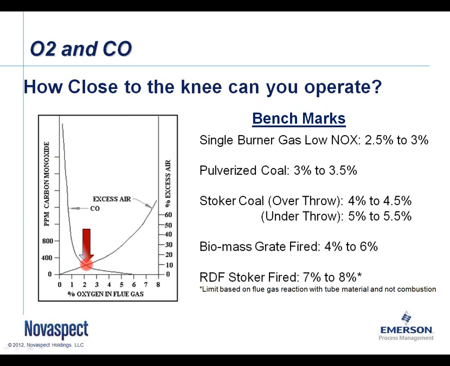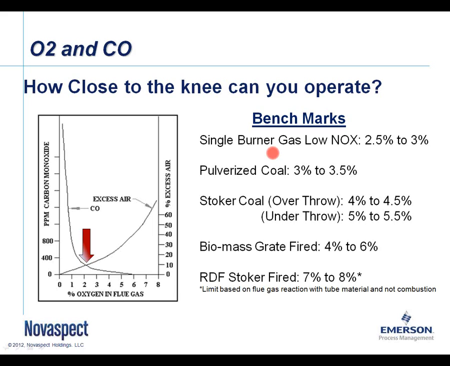So the idea is to set up your control strategies so that you can run right at this most optimal point. Some typical numbers we see for a single burner would be somewhere in that 2.5 to 3.5 range. For pulverized coal, the numbers we'll typically see for a representative flue gas O2 are 3 to 3.5%.